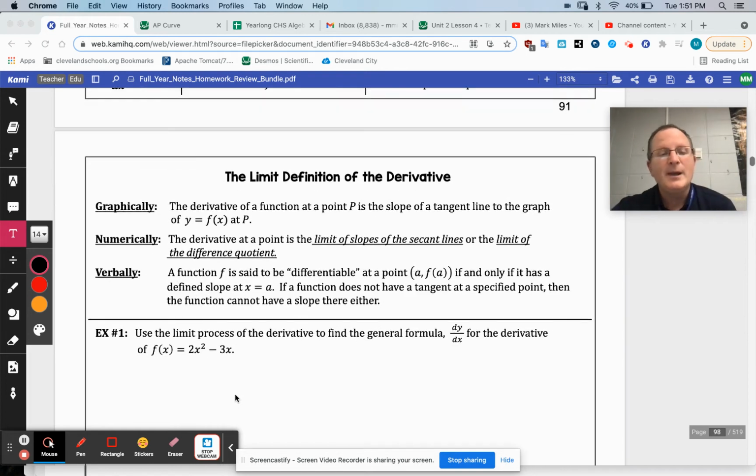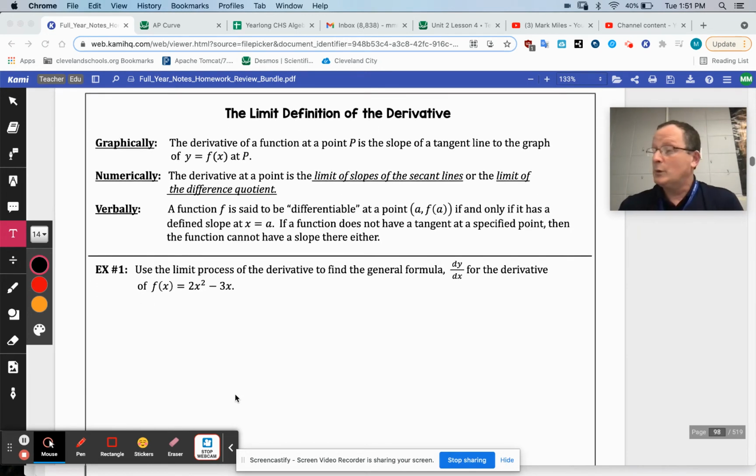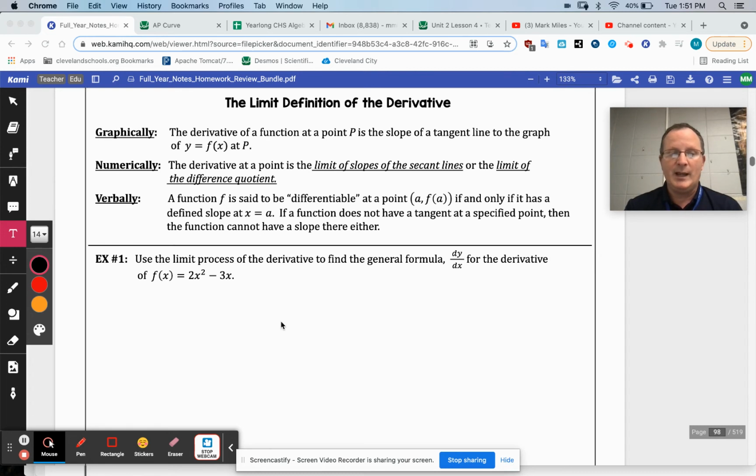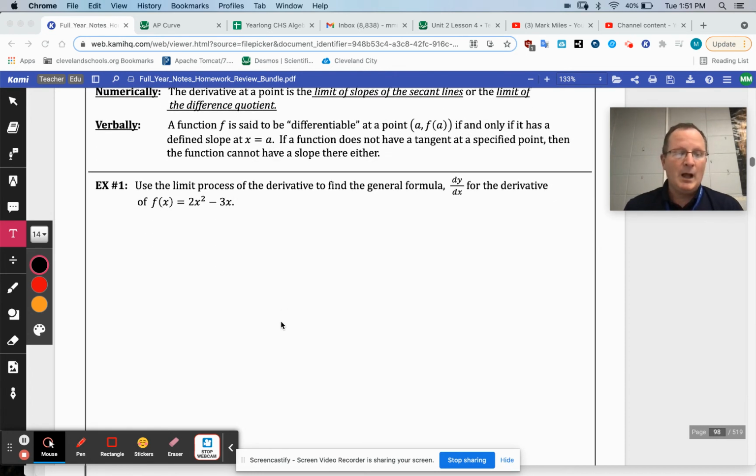All right, so we're going to use this. Graphically, we've got the tangent line. Numerically, we can find a slope value, and verbally, we're just finding the derivative at a particular point. Okay, so here we go on this one.